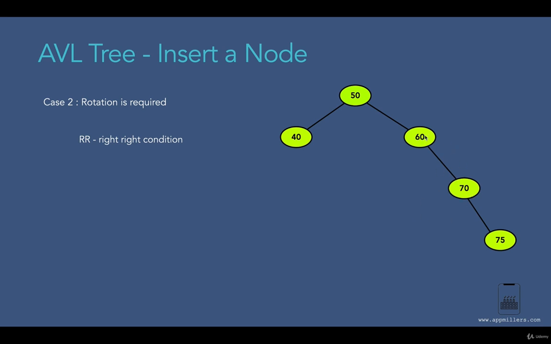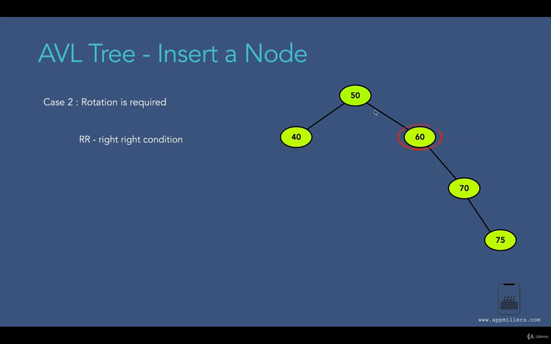Then we are going to continue to the parent of 70. In this case, we have 60 over here. Now the left subtree's height in case of 60 is 0 and the right subtree's height is 2. And the difference between them is 2. So this means that 60 over here is a disbalanced node.